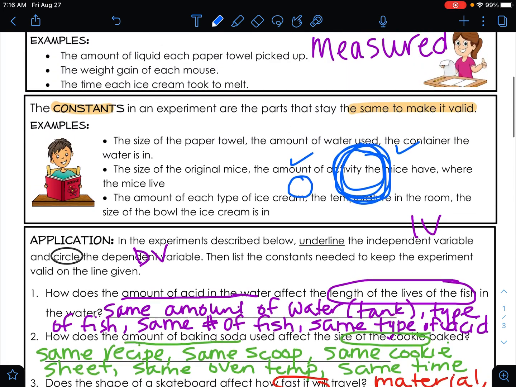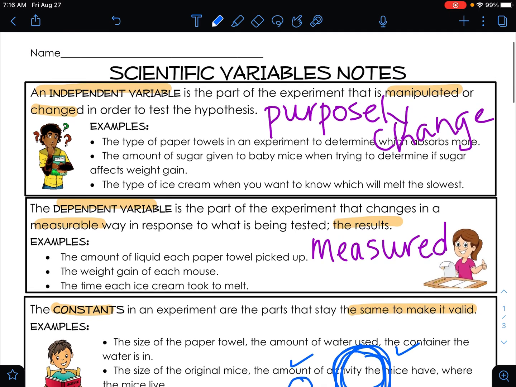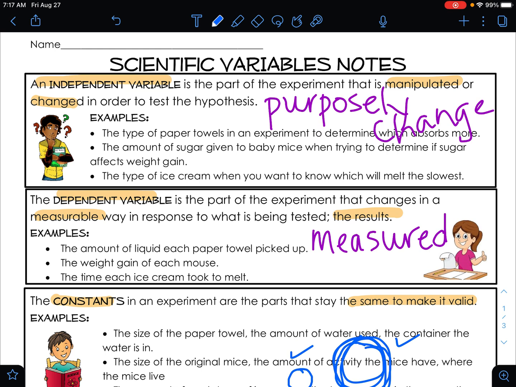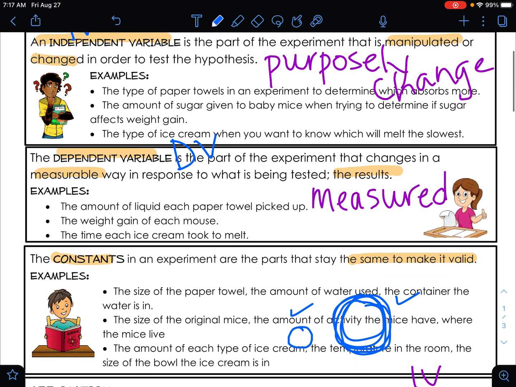All right, so that is a little bit about being able to identify the independent and dependent and then control variables, but keeping in mind that you can only purposely change one of the variables, okay? Because if not, you do not know which variable you can give credit to for the results. So the independent variable is the one that you are purposely changing. The dependent variable is the one that you are measuring. The control variables are everything else that stays the same between the two groups, okay? All right.